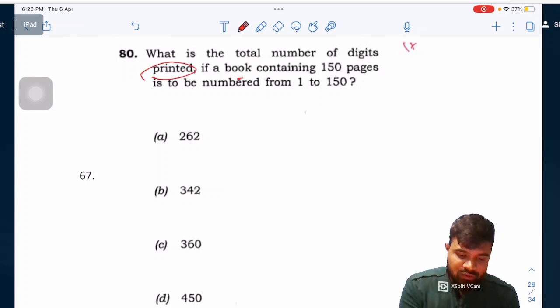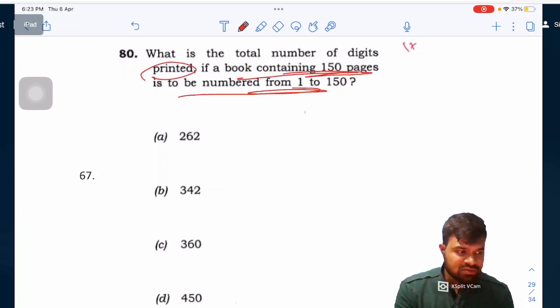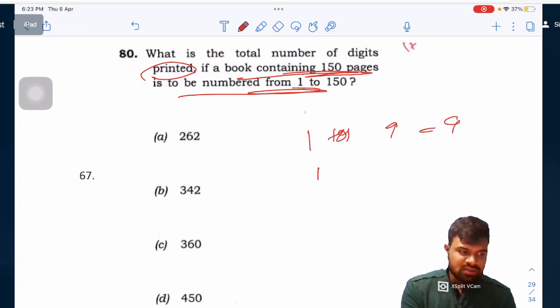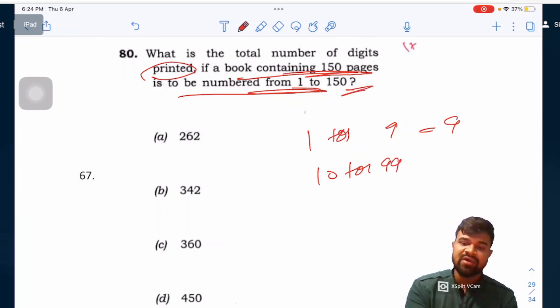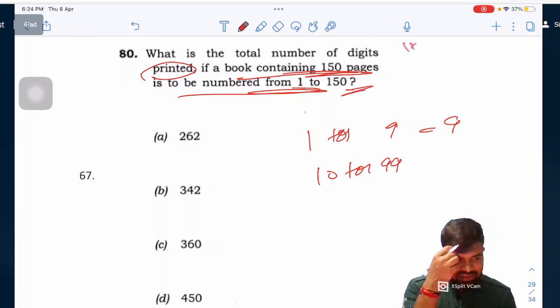Again, a printed book question. Simple question: from 1 to 9, 9 digits. From 10 to 99. See, this question is again repeated from CISF and CAPF. They were asking tough questions in that, and this question is quite easy. So 10 to 99, 90 into 2, 180 digits.